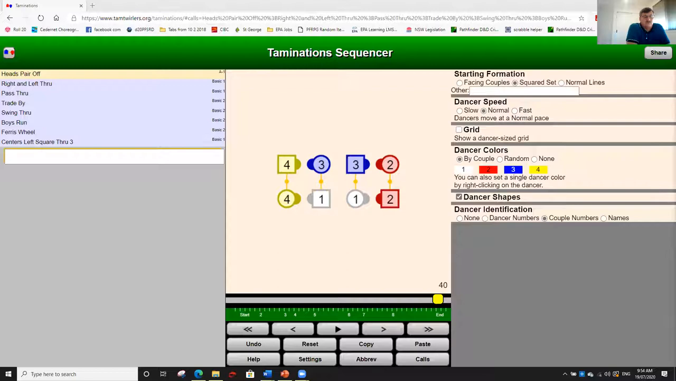But if I do square through three and I'm in a corner box and I want to call an ocean wave movement, what's a very, very simple fix for a new caller? How about a do-si-do? There you go. They're expecting a left-hand movement. You can even do a left do-si-do if you wanted a left-hand movement. But it ends in facing couples with both hands free.